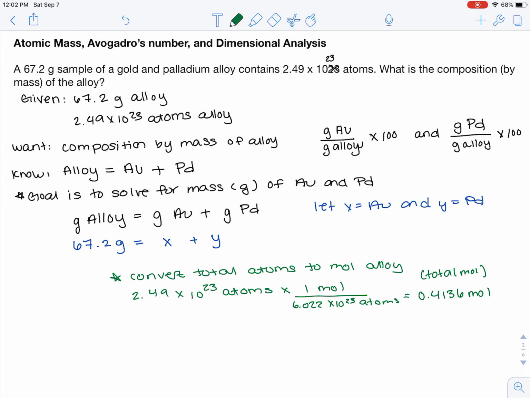So then, total moles, moles of alloy, is also equal to moles of gold plus moles of palladium. So 0.4136 moles is equal to X plus Y. Now we have two equations, one in grams, one with moles. Since we want to figure out how many grams we have, it's good to go to moles because you can always use molar mass later to go to grams.